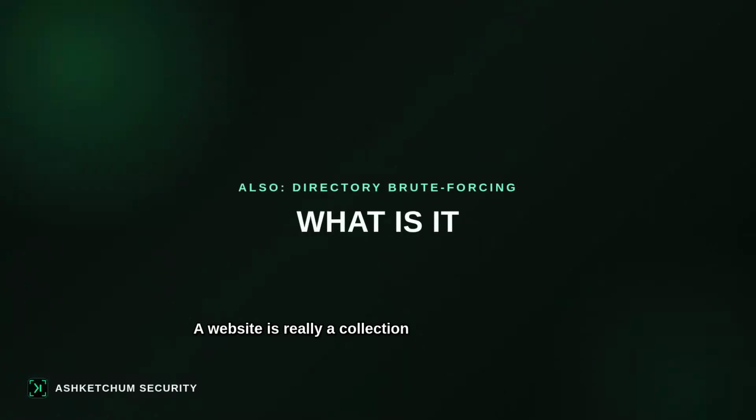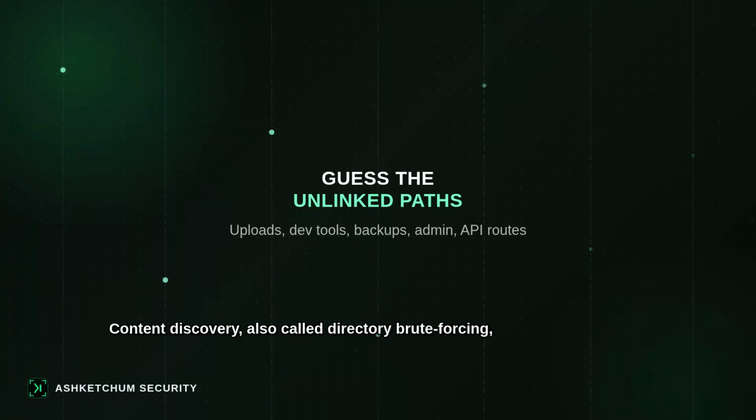A website is really a collection of files and folders on a server. It links to the ones it wants you to see: the home page, the about page, the login. But there are almost always more that aren't linked anywhere: forgotten uploads, developer tools, backups, admin interfaces, API routes. Content discovery, also called directory brute forcing, is the process of guessing those hidden paths, requesting each one, and seeing which actually exist. You're not hacking yet, you're finding the doors.